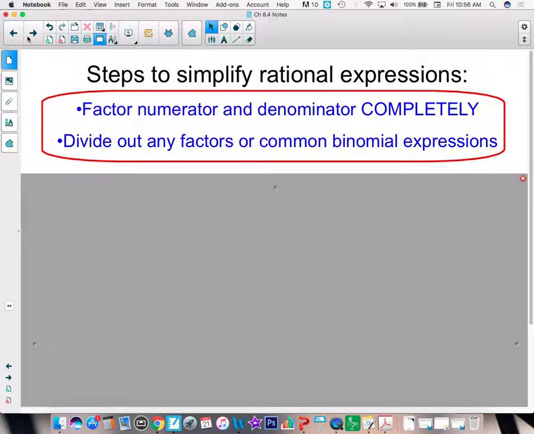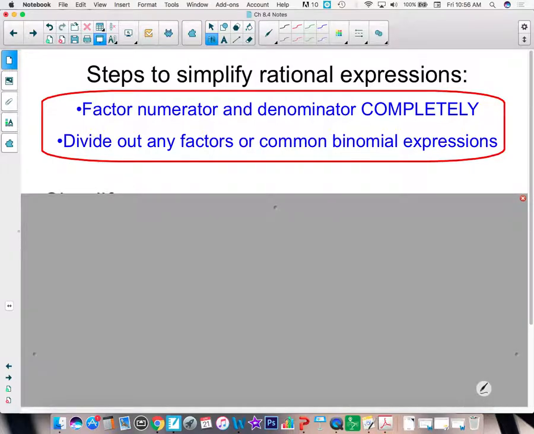Okay, and then you're going to divide out the factors of common binomial expressions. So remember, a binomial is just something like this. That's a binomial. 2 terms. Okay, bi, 2 terms. Bicycle, 2 wheels.